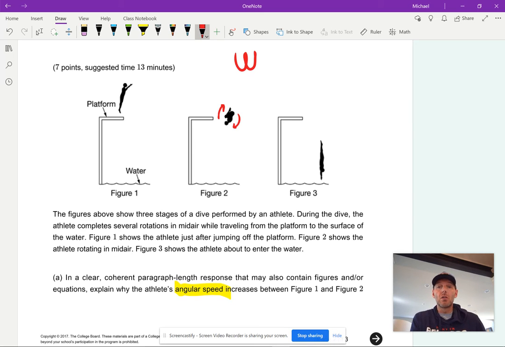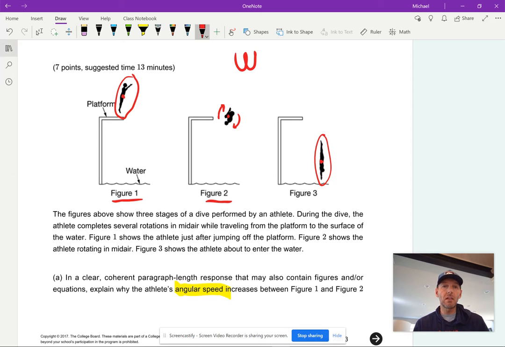So what are the flags then? Well, if I look from figure 1 to figure 2, what's changing? It is the mass distribution of the diver. There it's straight. Here we have the diver tucked in, and then in this one, the mass is distributed out away from the axis of rotation. And so that's going to help guide us, right? We know at that point that we can start looking for some equations.